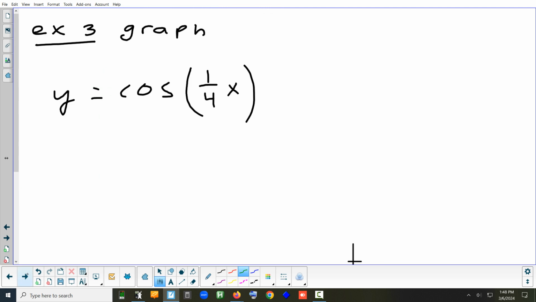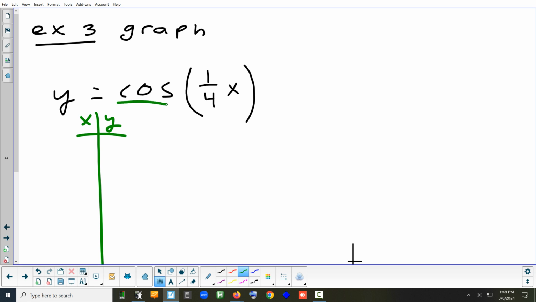All right, let's try this one. Cosine 1/4 x. Okay, what are the two things that tell me this is a period change? Inside parentheses, multiplied by a 4. Yep, something's happening inside, that means horizontal. It's multiplying, that means it's a stretch or compression. Okay, so which column is going to stay the same? Y stays the same. What are my y's?